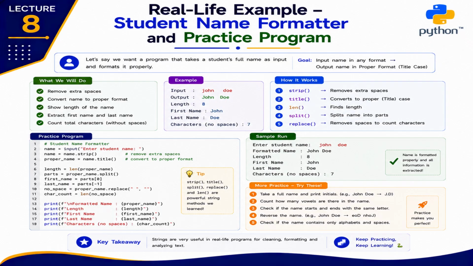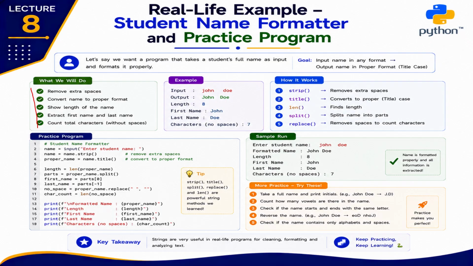Let's first understand what this program does. First, it removes extra spaces from the beginning and end of the name. Then it finds the total length of the formatted name. It converts the name into proper title case where every word starts with a capital letter. After that, it extracts the first name and the last name. Finally, it counts the total number of characters without spaces. This is a practical example because many online forms and applications process names in a similar way.